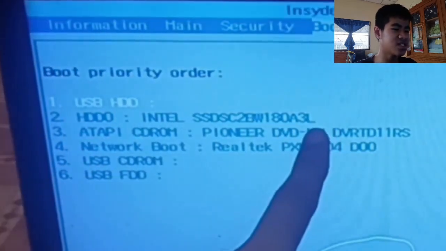Then I went to the boot setup, and sure enough, it detects an SSD as a hard drive.